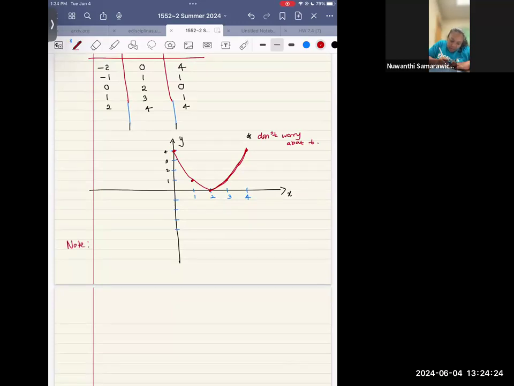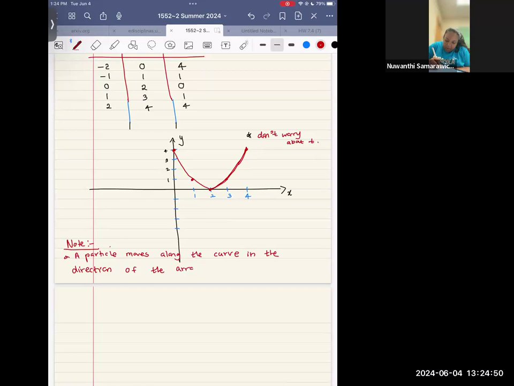Note: a particle moves along the curve in the direction of the arrow. So we draw the direction by arrows as t increases.